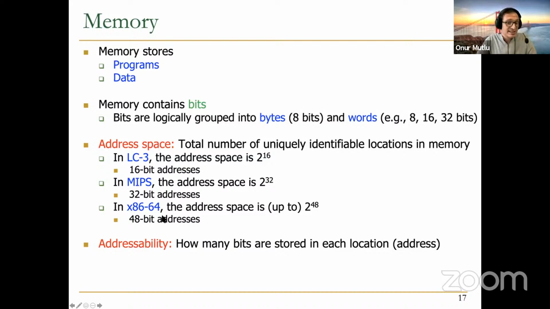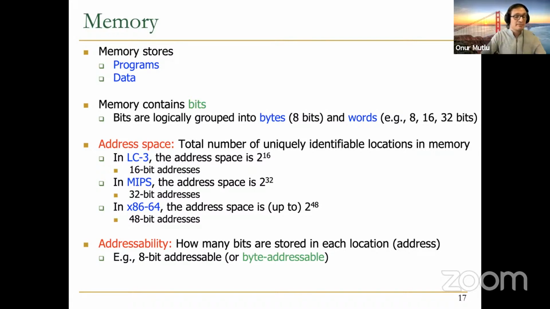Now, addressability is how many bits are stored in each location, in each address, basically. So you can have a computer memory that's 8-bit addressable or byte addressable or word addressable. We will see that MIPS is byte addressable, x86-64 is byte addressable, LC3 is word addressable, but there is a later version of LC3, called LC3B, B for byte, that's byte addressable. So this depends on how you define addressability in your ISA.